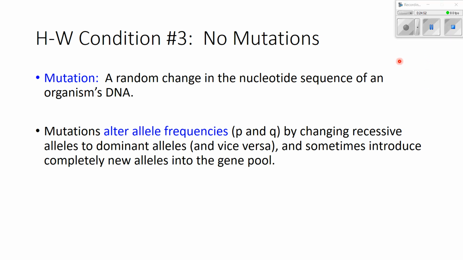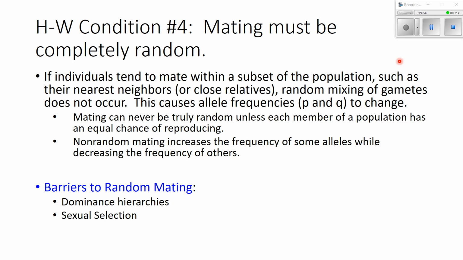All right, Hardy-Weinberg condition number 4 for evolution to not occur. The mating must be completely random. If individuals tend to mate within a subset of the population, such as their nearest neighbors or their close relatives, then random mixing of gametes is not occurring. And that's going to cause allele frequencies to change.